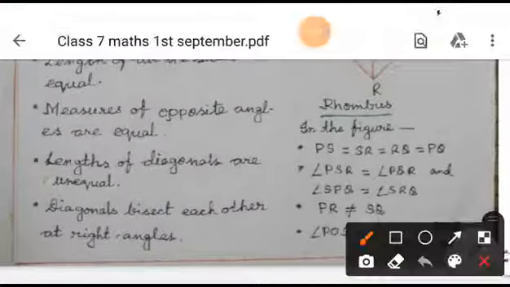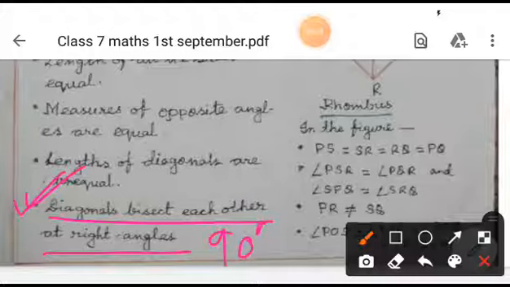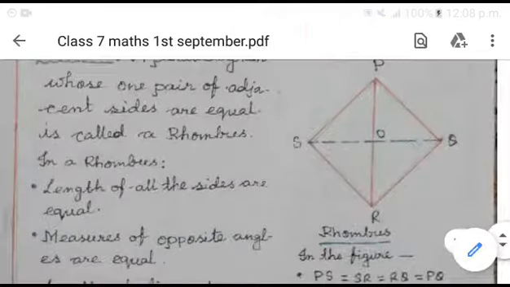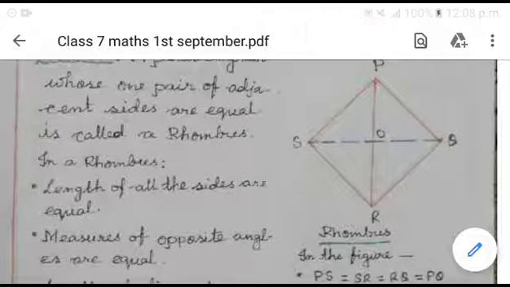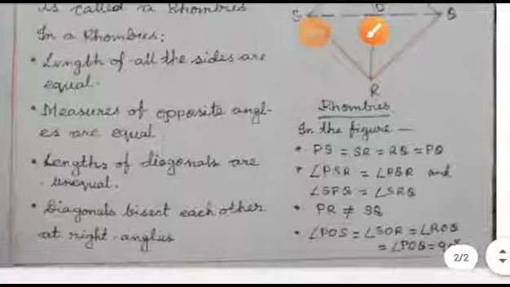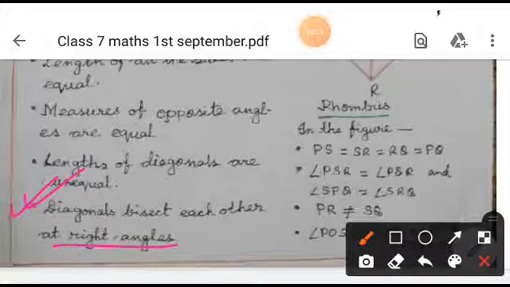So here it is written that diagonals bisect each other at 90 degrees, at right angles. Very important. Right angle means the diagonals are bisecting each other at 90 degrees. Whenever the diagonals are cutting each other, they are making a 90 degree angle with each other, right? The angle formed at the center, when one diagonal is inclined to the other diagonal, is 90 degrees. So this is a very important property of the rhombus, that the diagonals bisect each other and they are bisecting each other at right angles.